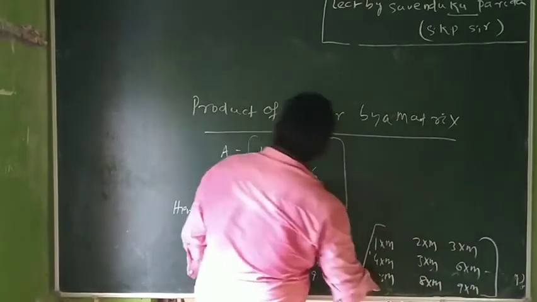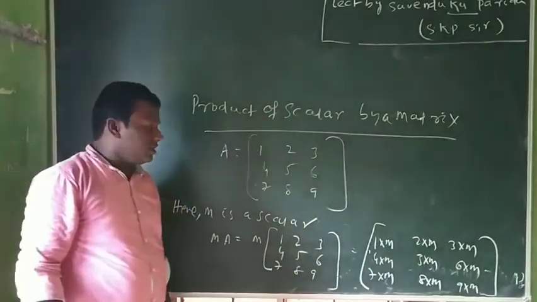This is the product of a scalar by a matrix. Clear?